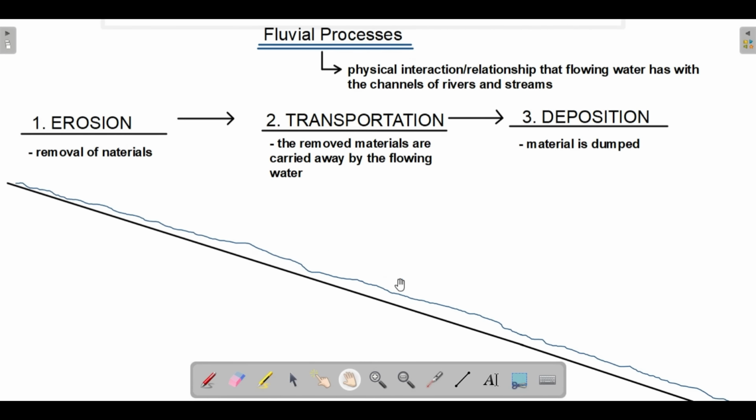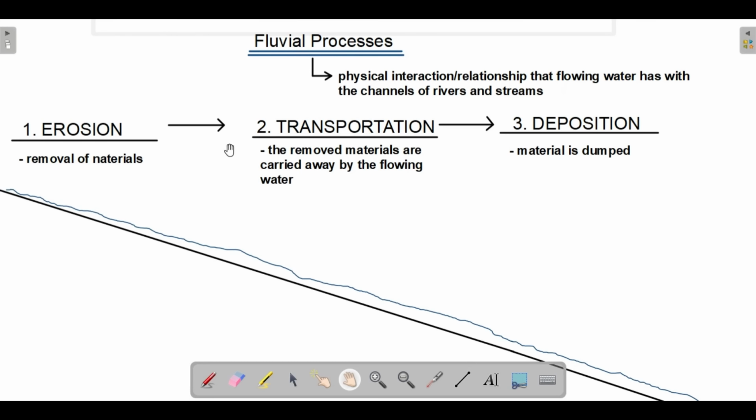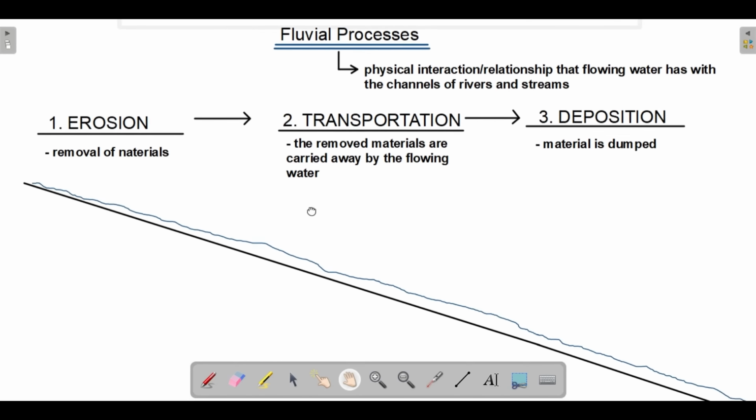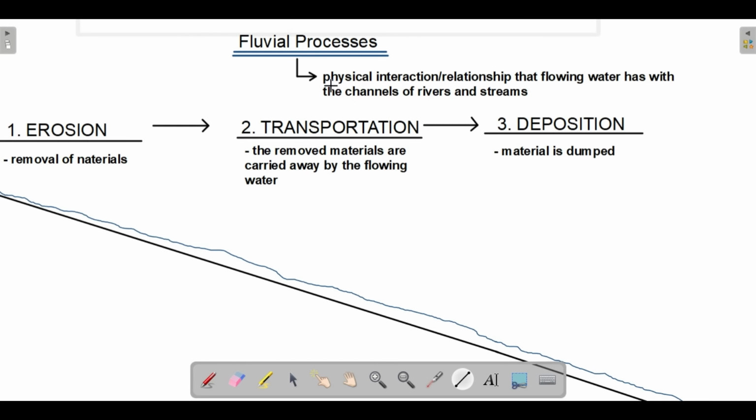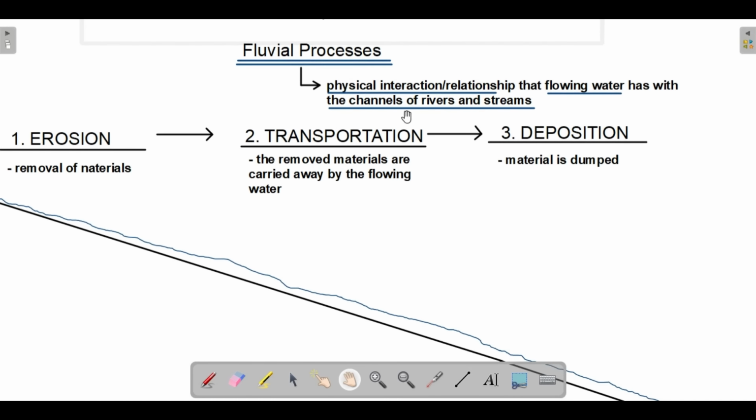Okay, so we call these processes fluvial processes because they are river processes. Fluvial refers to river. So fluvial processes are simply the physical interaction that flowing water has with the channels of the rivers and streams. Okay, so as water flows, there are processes that occur at different stages of a river, and those we call fluvial processes.